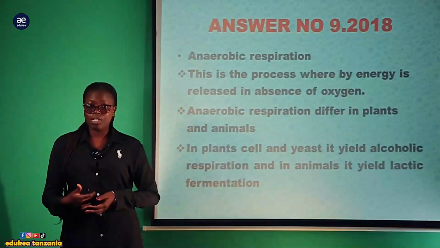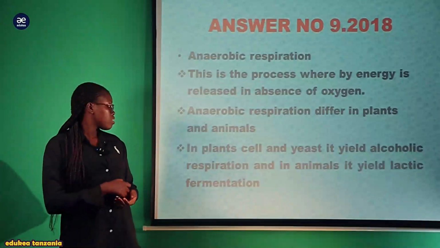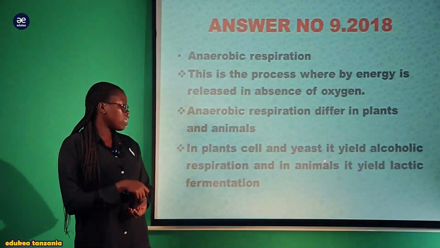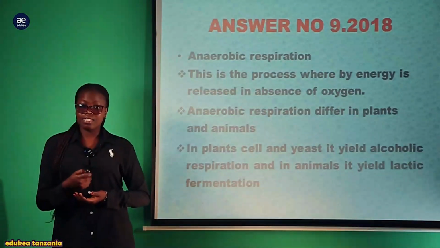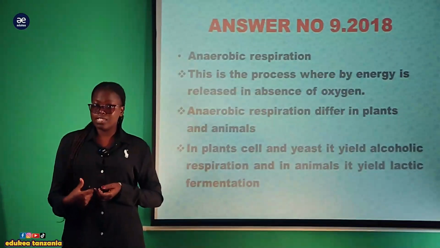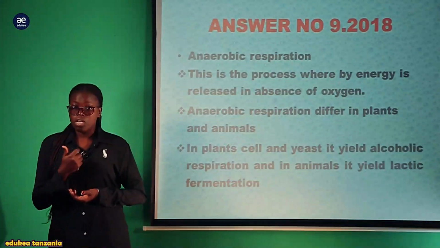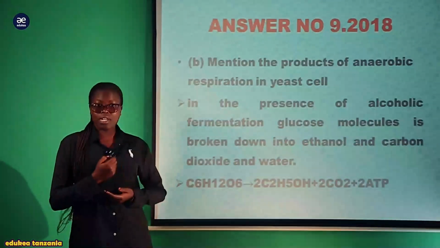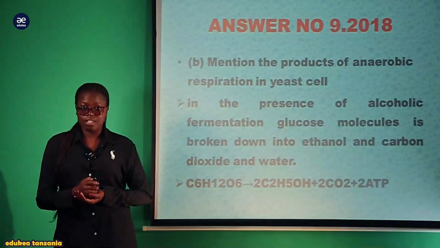Anaerobic respiration takes place both in plants and animals, but it tends to differ. For example, in plant cells and yeast it is alcoholic fermentation, while in animals it is lactic acid fermentation. Lactic acid accumulates in body tissue and leads to muscle cramps in human muscles, especially in people exercising for a long time without resting.